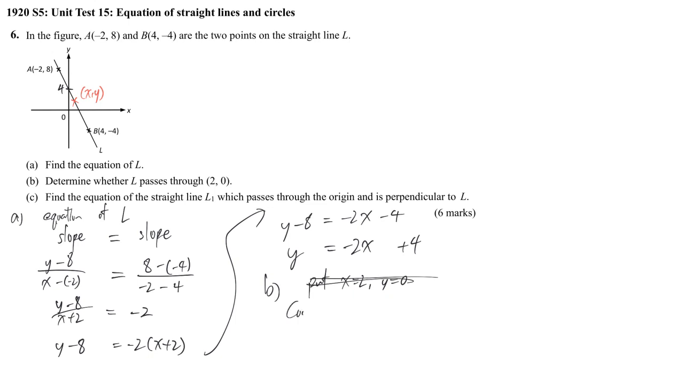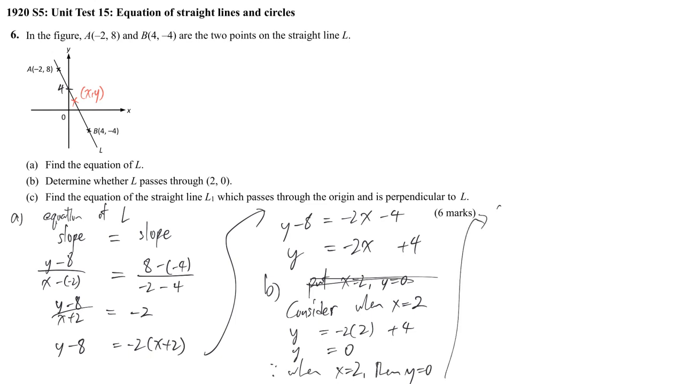You are just going to consider a certain situation when x is equal to 2. And you consider what the corresponding y is, whether that is equal to 0 or other values. So y is equal to -2 times 2 plus 4. We get y is equal to 0. Since when x equals 2, y is equal to 0, therefore we say that L passes through (2, 0).